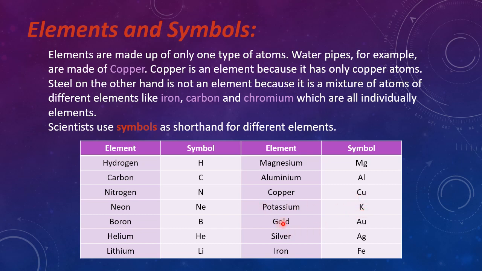Potassium, K. Gold, Au. Now you will be thinking that the potassium symbol should be P, but K is actually its Latin name. Sometimes scientists write the symbol of elements from their Latin or other non-English names. Like gold, aurum, Au. Silver, argentum, Ag. It's not their English name, it's their Latin or Greek name. Iron, ferrum, Fe. Element symbols are done. We are moving to our next slide.